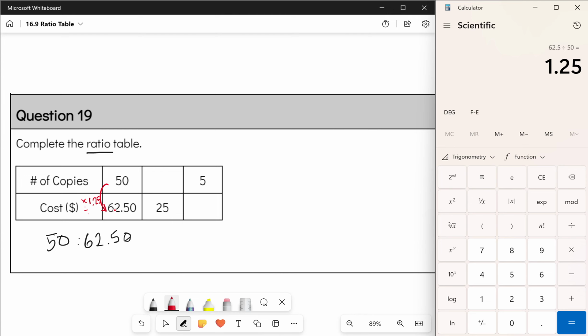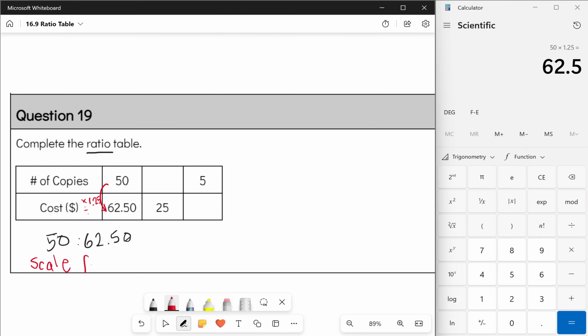Let's test it just to make sure, because I just did it a minute ago. It gave me 1.31, and that looked a little funny, so I did it again. So let's just double check. I'm going to do 50 times my scale factor, 1.25, and that's going to give me 62.5. So I know that I have found the correct scale factor, and I'm even going to write it down here so I don't forget it.